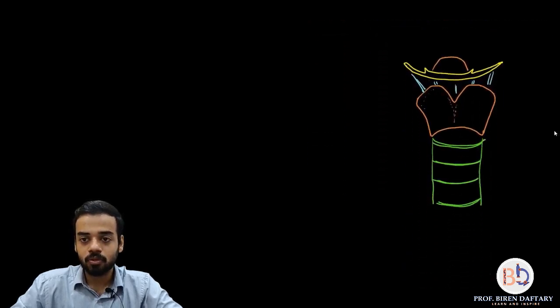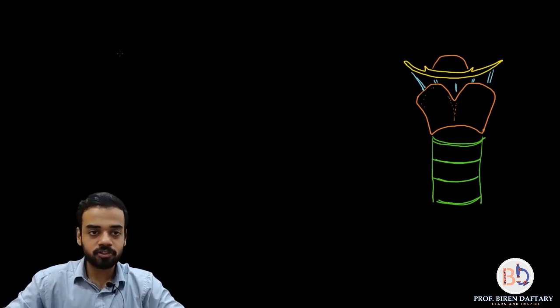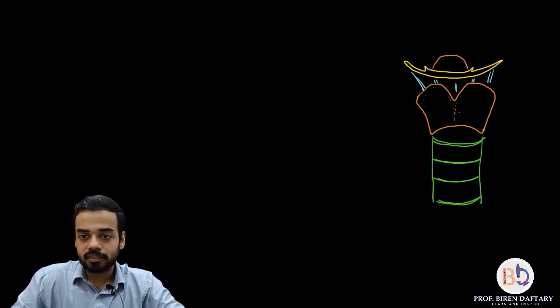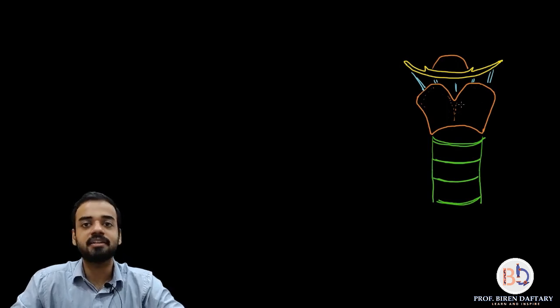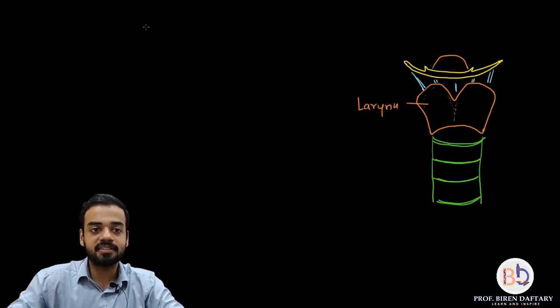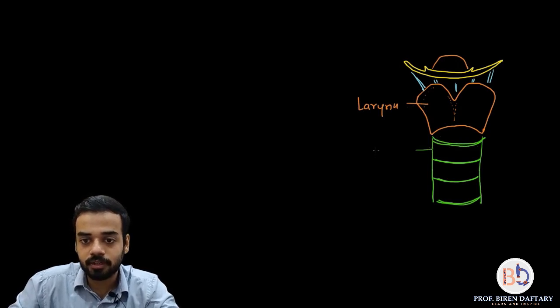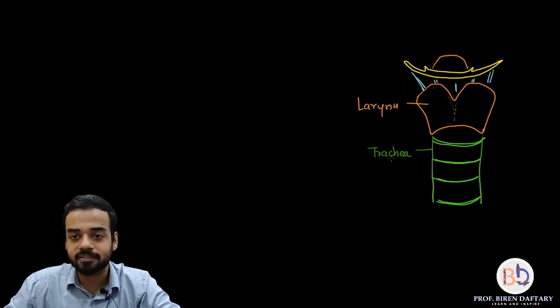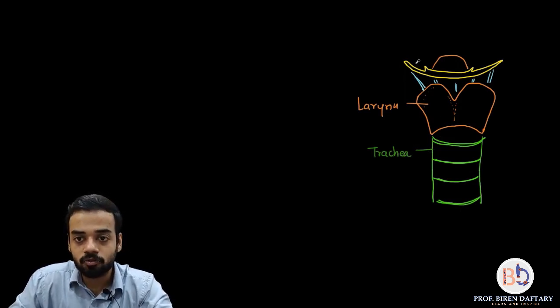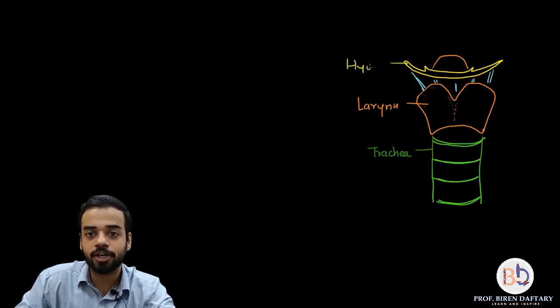This diagram is also given in your textbooks. Now first of all let me explain this. This part which is orange in color, that is the larynx. I'm going to label that. This green colored part which I have shown is your trachea. Trachea is the next part, present after the larynx, and there is a bone present over here, which we have already studied in the human skeleton, called the hyoid bone.